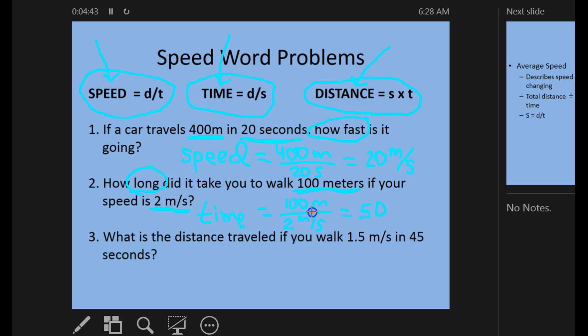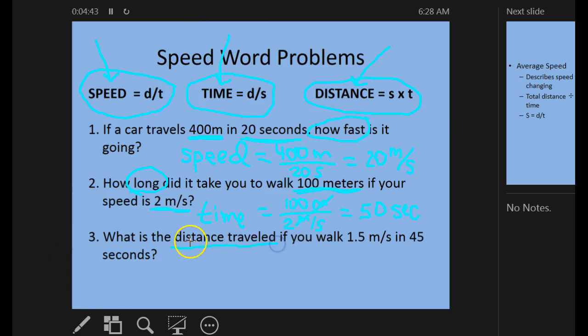Notice what happens here. The meters are going to cancel each other out. Anytime you have a unit on the top and the bottom of a fraction, those can cancel. So we're just left with seconds. And that makes sense, right? It took 50 seconds. So you want to make sure your unit makes sense with the question. How long did it take? It took 50 seconds. All right, last example here.